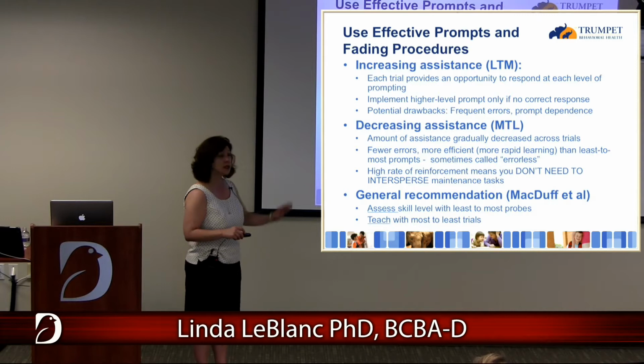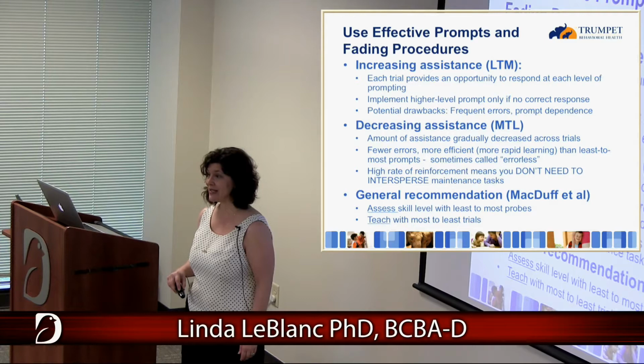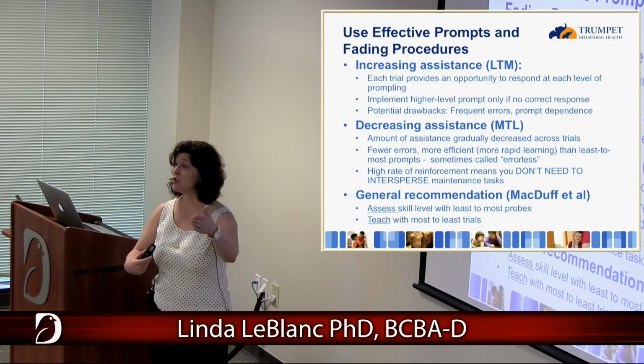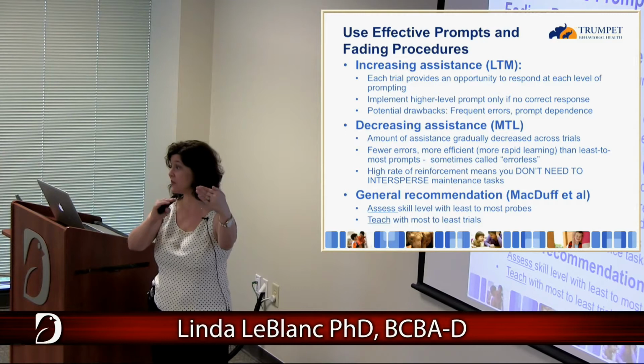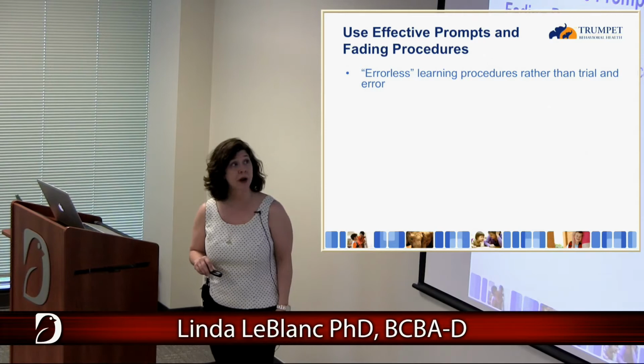So here is the general recommendation. It may shock you to know this, but this paper was published a long time ago, like the 90s. Assess with least to most probes. That lets you know what level of prompt is required because you get to see at every single prompt level whether the child could get it right, but then teach with most to least trials. Quick assessment to figure out what prompt level you need. Now teach with that prompt level, please, and then reassess. So, errorless learning procedures rather than trial and error is the recommendation.